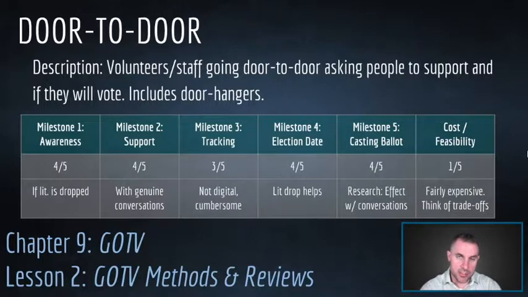So if you were to do this, I would save it for the GOTV weekend for sure. And if you're short on volunteers and you have a hard time getting people to walk precincts for you and actually hit the pavement, then I would save this for GOTV weekend because it's not very feasible. It's tough. So that's for door to door. And when you add it all up, you get a 20 for door to door.